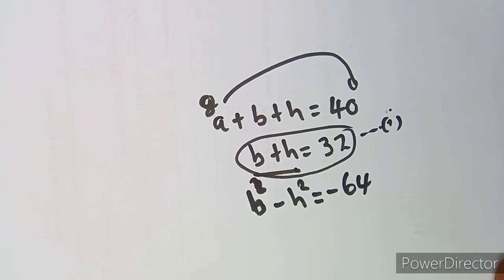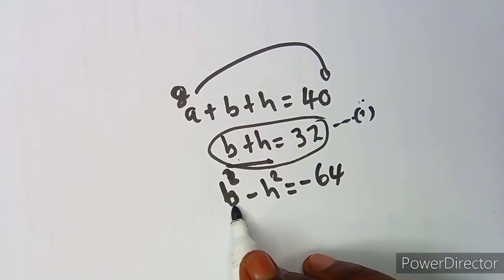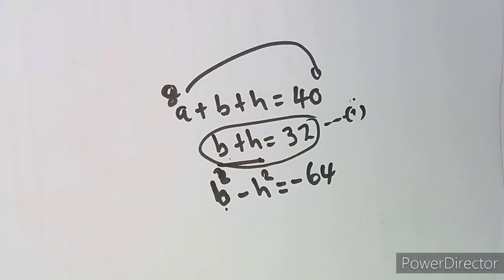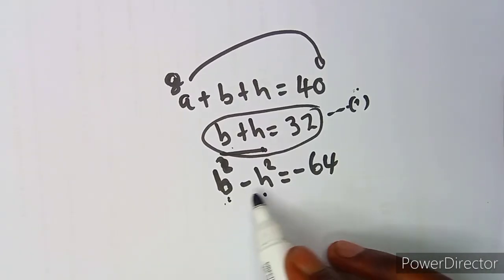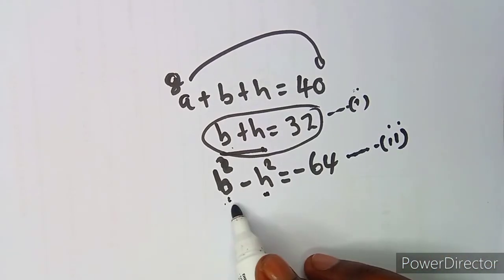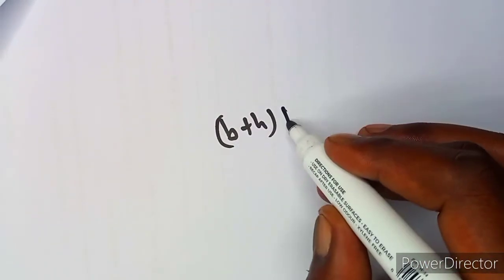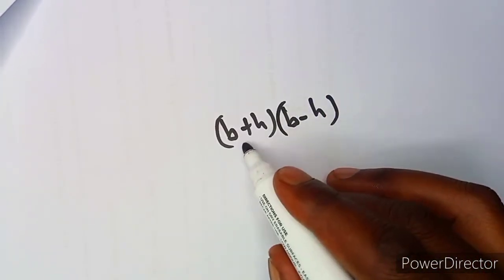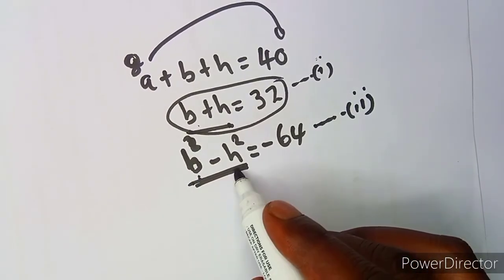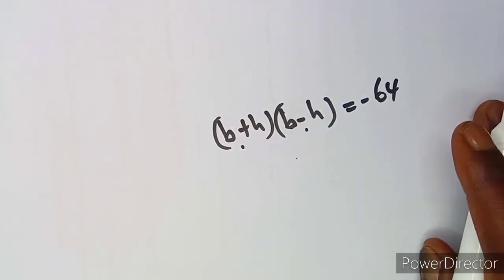So how can we solve for b and h now from these two equations? Yes, there are so many methods, guys, that we can use to solve these equations, where we can make b the subject, then we substitute here. But what are we actually seeing here? b squared minus h squared, this is a difference of two squares. This is our second equation, and that was our first equation. The second equation is a difference of two squares, which is taken from b plus h times b minus h. This is from b squared minus h squared, which is equivalent to negative 64.